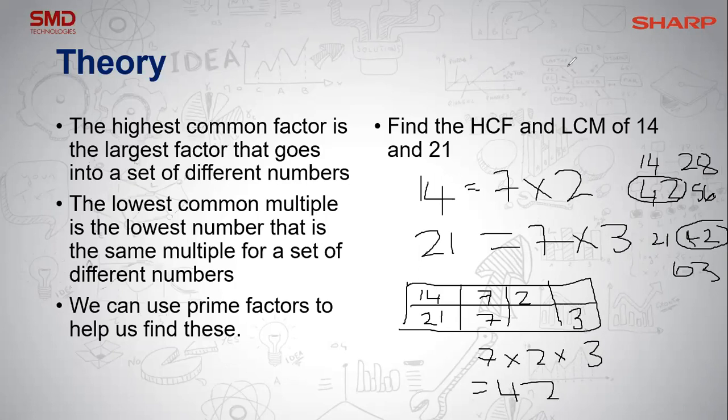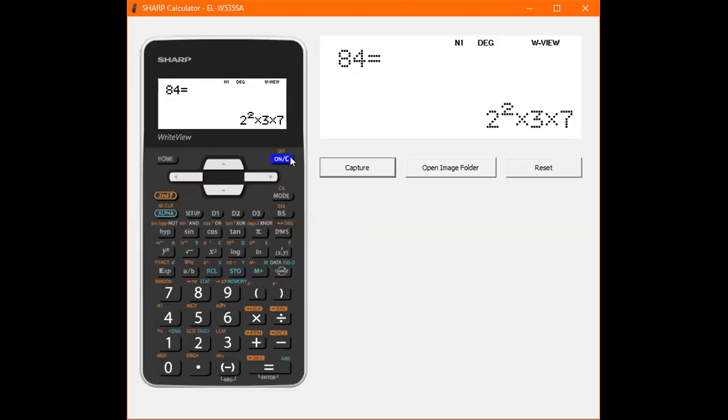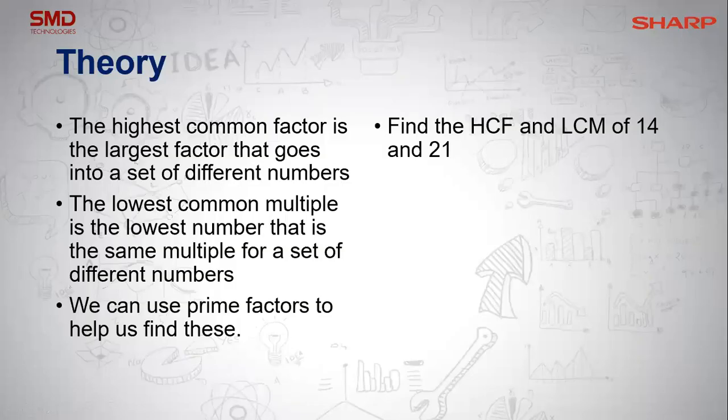Now there is again a nice shortcut that has been added to the Sharp calculator. If we want the highest common factor of 14 and 21, we can say 14, second function and 2, and then 21 and equals, and it gives us 7, exactly what we were thinking. Then we can say 14, second function and 3 for LCM, and 21 equals, and we get 42. Just a side note, GCD stands for greatest common divisor. It means exactly the same thing as highest common factor. So it's just a different way of putting it.